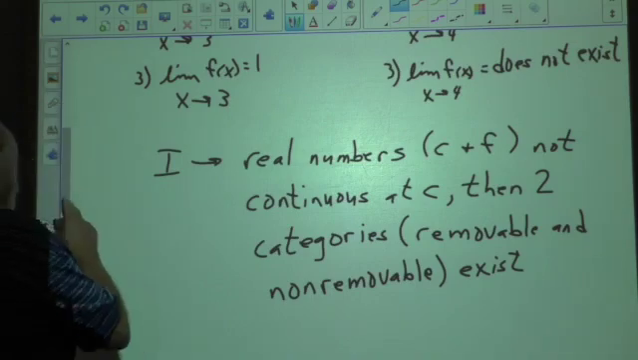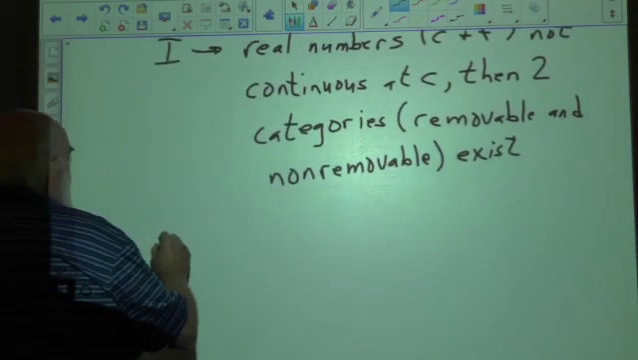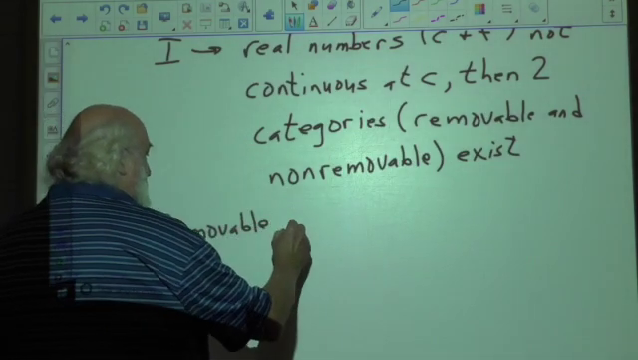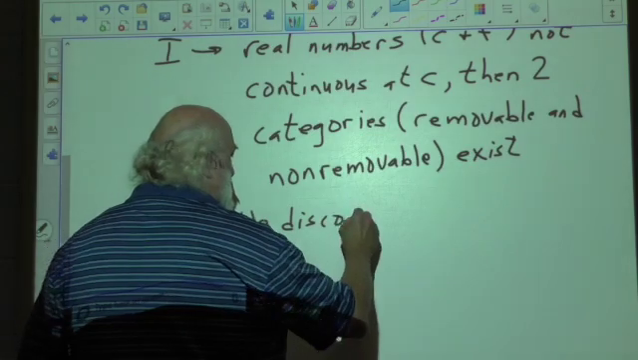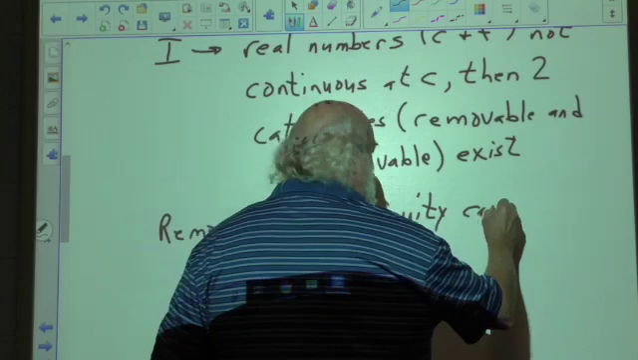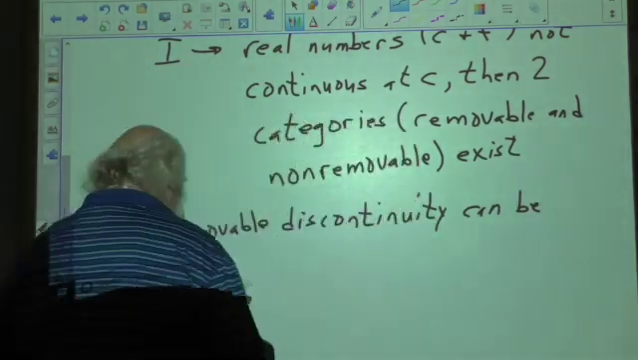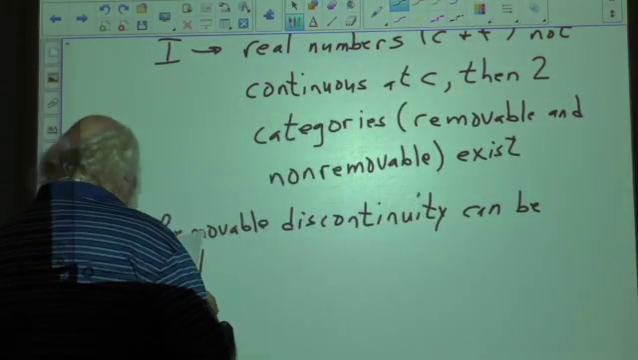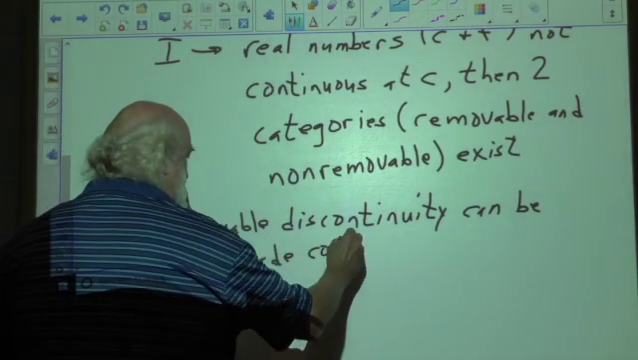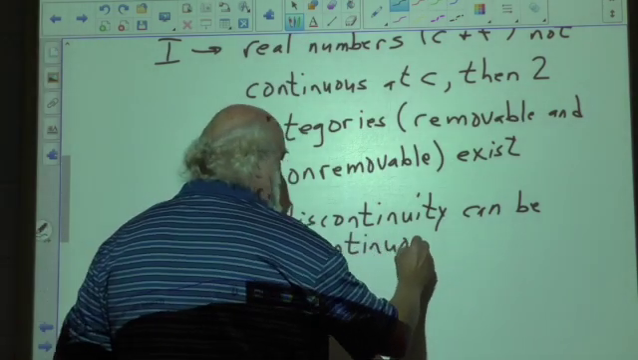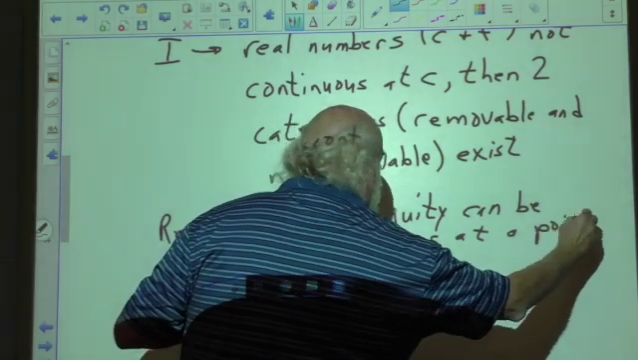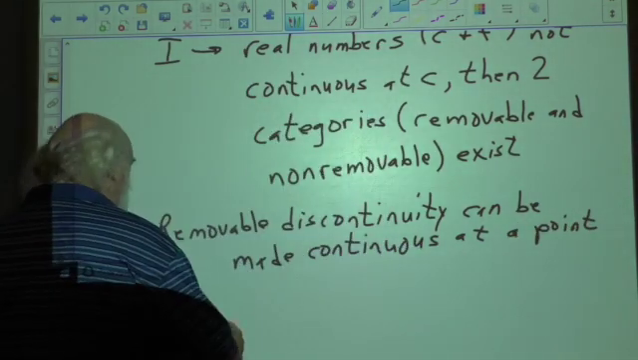And what distinguishes those is the fact that a removable discontinuity can be removed, can be made continuous at a point by redefining.